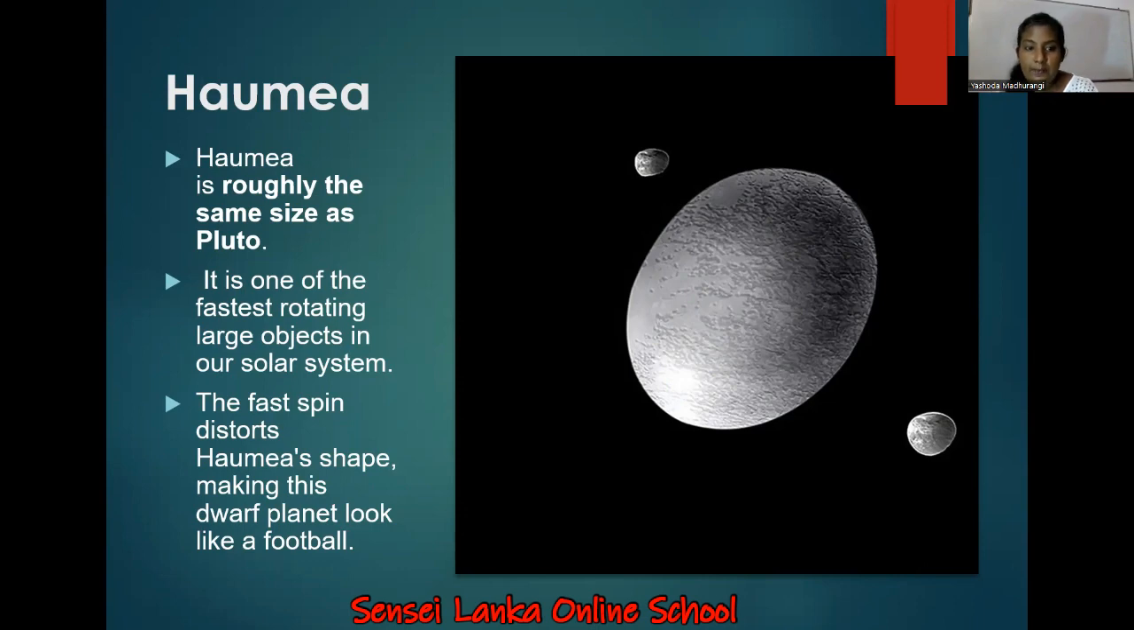The fastest spin, it rotates very fast. That distorts Formia's shape, making this dwarf planet look like a football. Because of the speed of rotation, it has this shape. Distorted. Its shape has been distorted because of the speed.